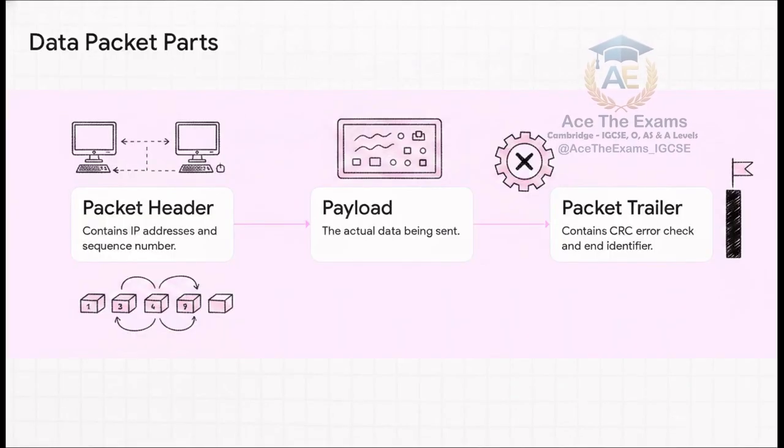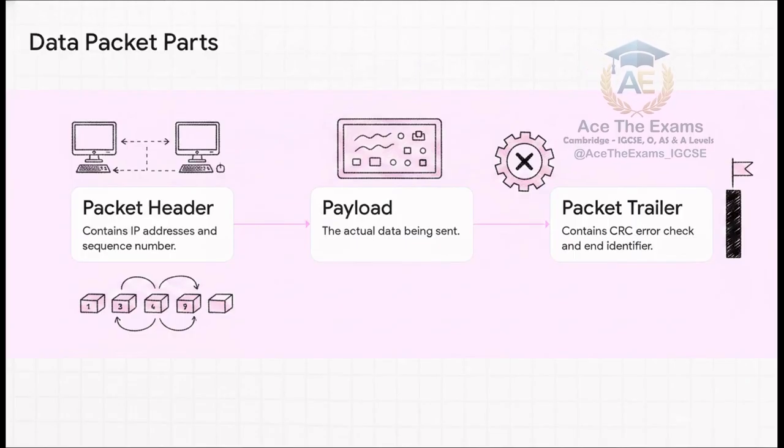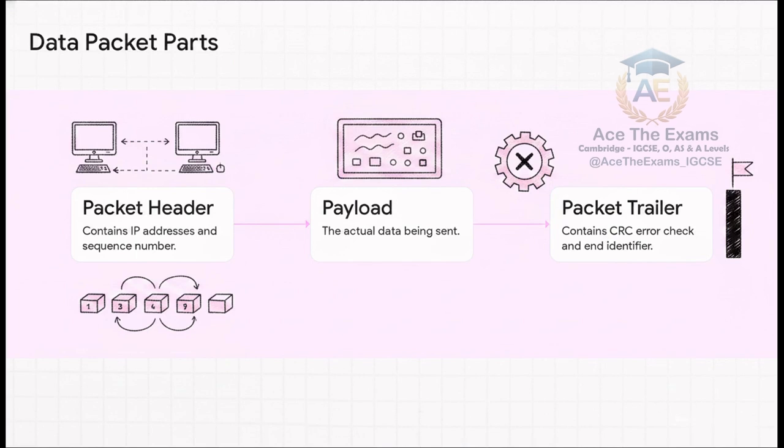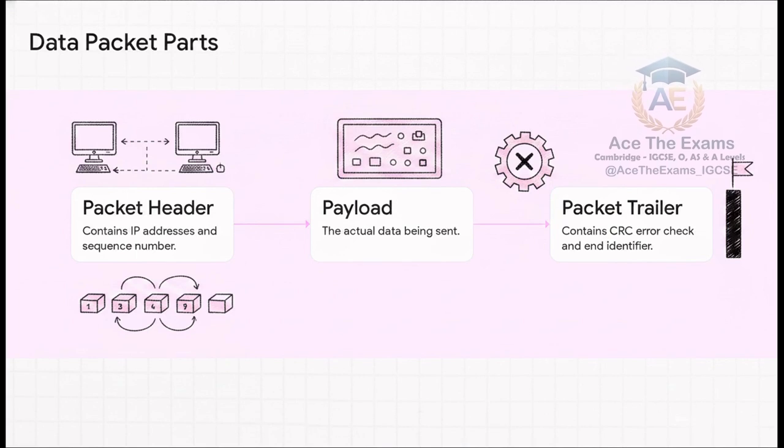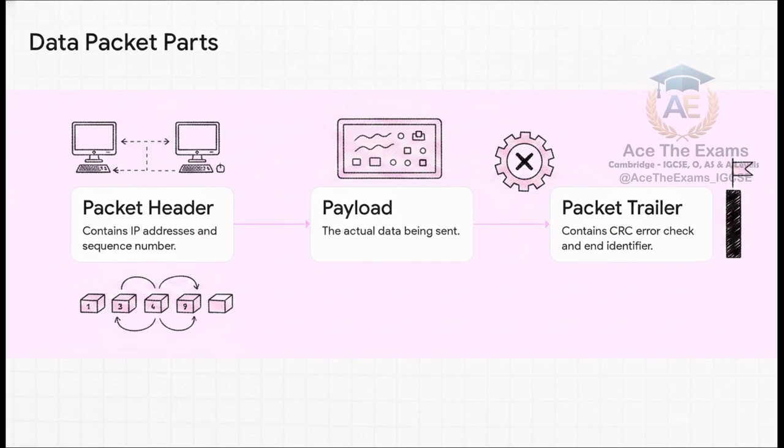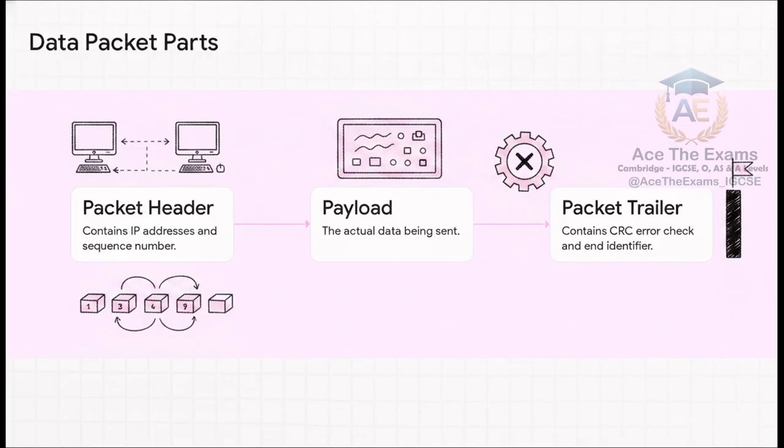Now, a classic 6-mark question. Describe the structure of a data packet. Sam rushes this and just writes header, data, and trailer. Boom. He just lost 4 marks. You need to break down the anatomy chronologically and explain the why behind each part.